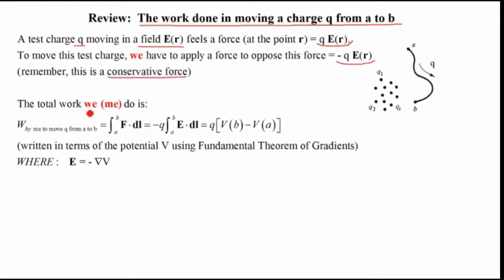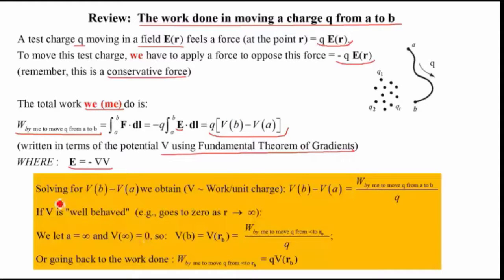If we're talking about the work that we do, and we'll call that W, so this is by me or you or us to move the charge, it's equal to that force integrated over the path. So we're going to go from A to B. This would be the work done by us in order to get that done. And remember, that's equal to Q times the difference of potential between those 2 points. And the way we got this equation was that we let E be the minus the gradient of V, put that here, and then we use the fundamental theorem of gradients to get this side over here. The important thing is all we need to know is the potential at those points.